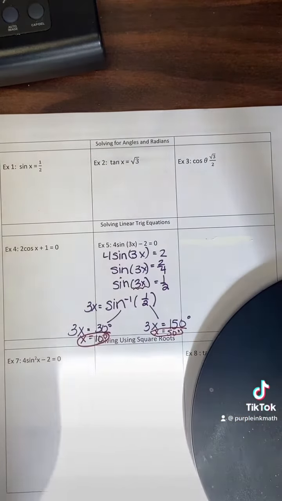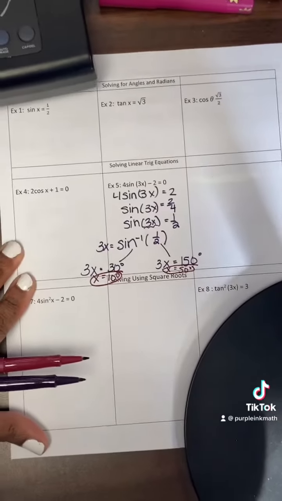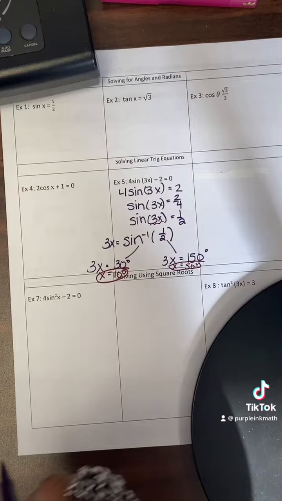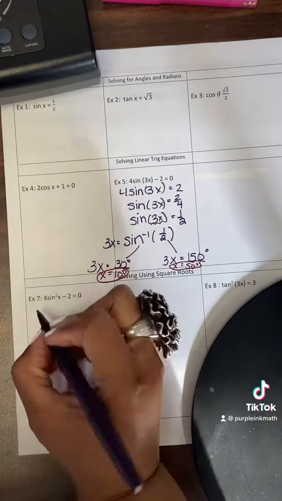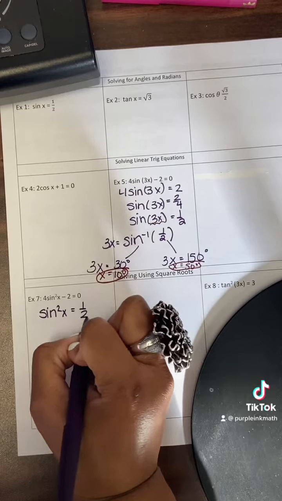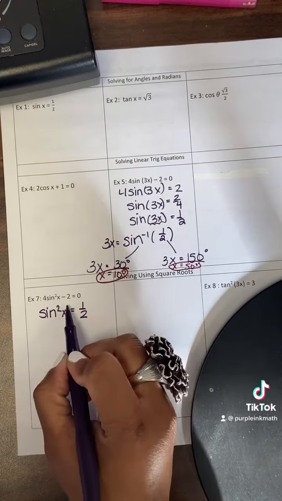Now the next example is I want to solve using a square root. So in this example here, my sine squared is not by itself. So I'm going to add 2 and divide by 4. So I have sine squared x is equal to a half. Now my trig function is by itself. There's nothing in the front. There's nothing in the back.